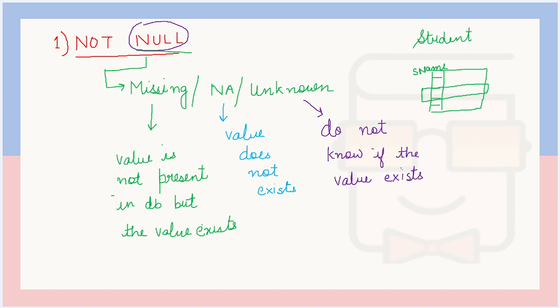Now this not null constraint, whenever it is applied on an attribute of a table in a relational database, then that particular attribute cannot have any of these three kinds of values. That means no value in that particular attribute should be null, and null means either of the three cases should not be present in that particular attribute. So this restriction says that you cannot put any kind of null values in an attribute of the table.